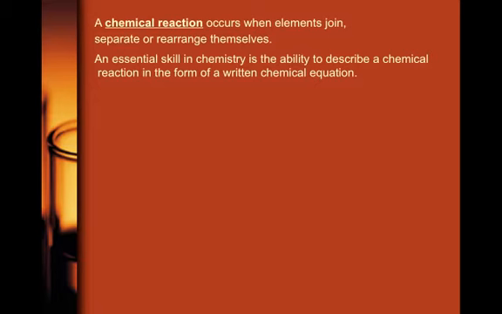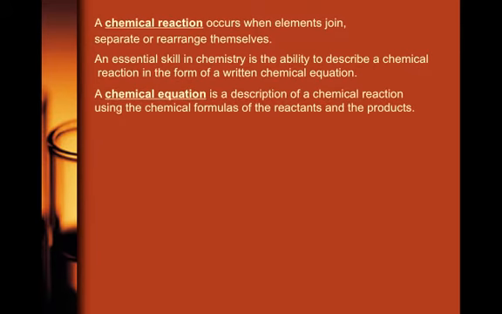A very important skill for you is to be able to take a sentence describing a chemical reaction and convert that sentence into a formula-based chemical equation. That's what we're going to be mainly doing today. The formula-based chemical equation is simply a representation of a chemical reaction. It represents on paper the chemical reaction that occurs in the vial, test tube, wherever that's occurring.